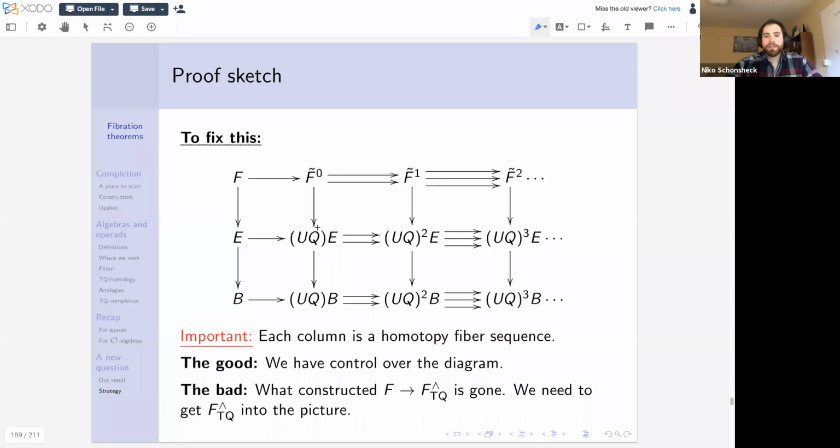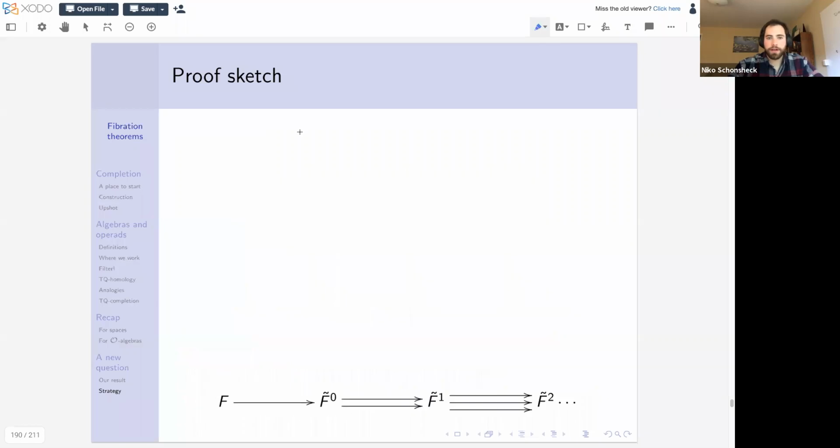So what we're going to do is take this top row and stick it down at the bottom. I wanted to get the completion of F into the picture, so let's just do that. I can just build up the cosimplicial diagram from F. That's ultimately what I'm interested in.